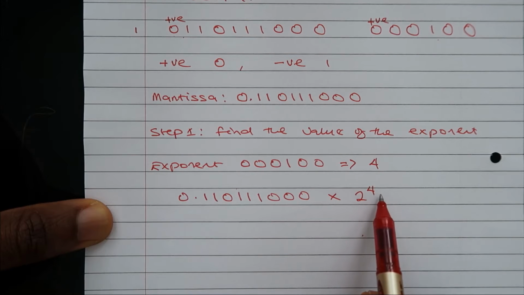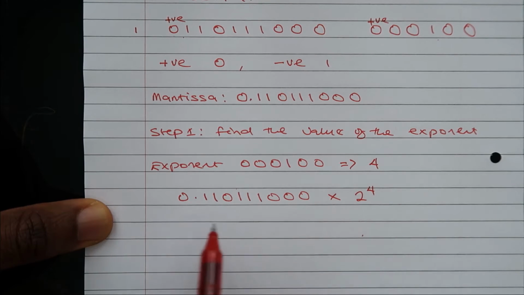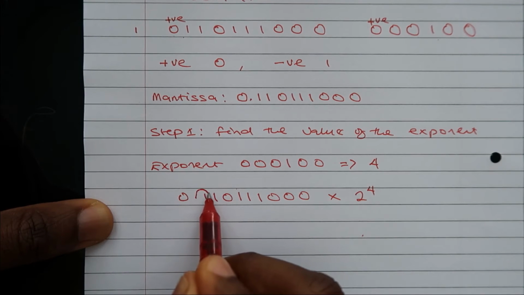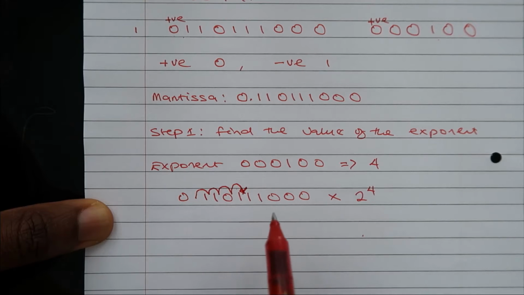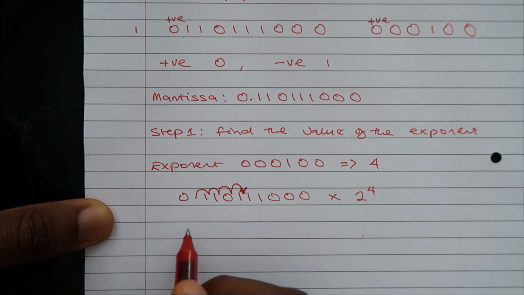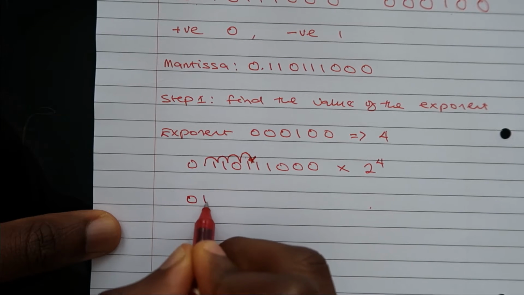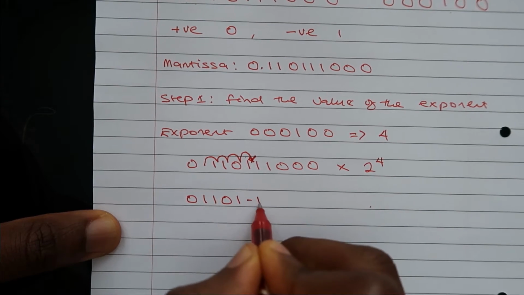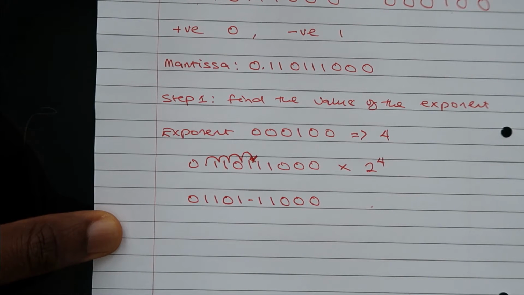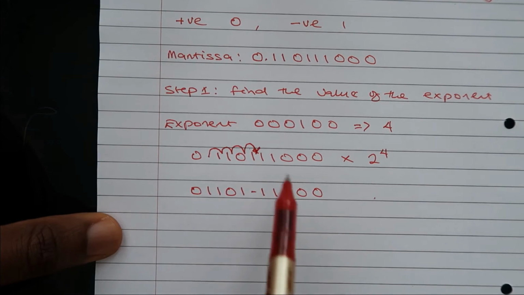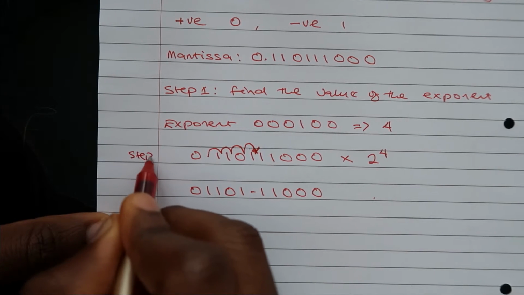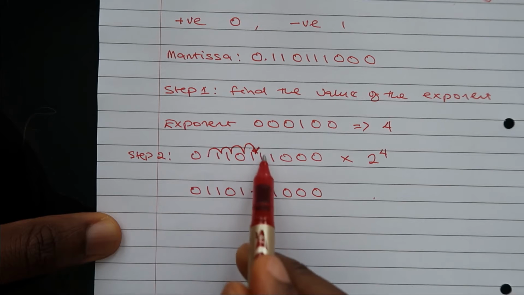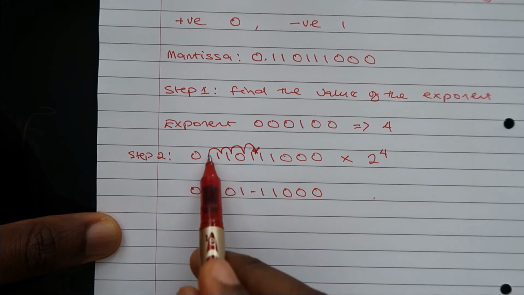So if it's times 2 to the power 4, it means that I would have to shift my decimal point 4 places to the right. So I'd have to go 1, 2, 3, 4. I'm shifting the decimal place, or the radix point, 4 places to the right. This leaves me with 1101.11. Okay. Now, once I found my value, the second step was to shift the decimal point. So step two was to shift the decimal point in line with your exponent. So in this case, we've shifted it 4 places to the right.